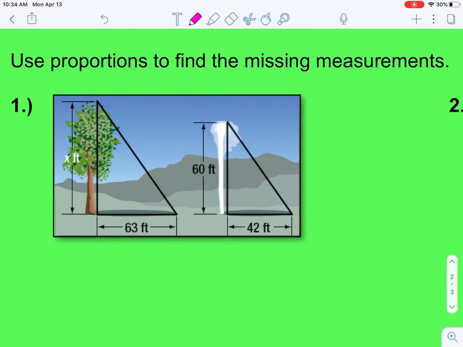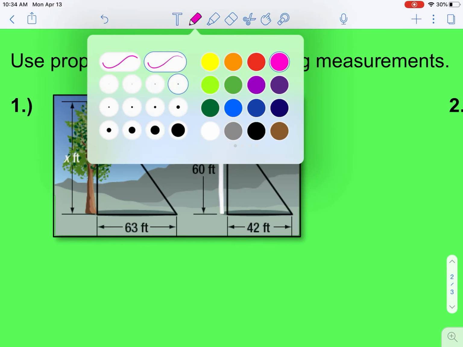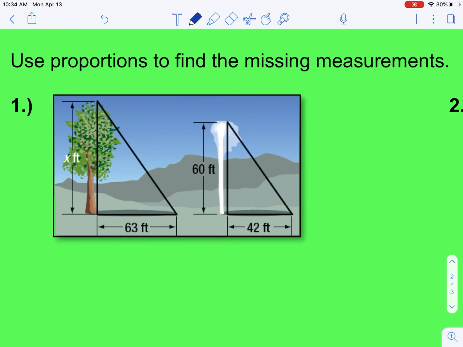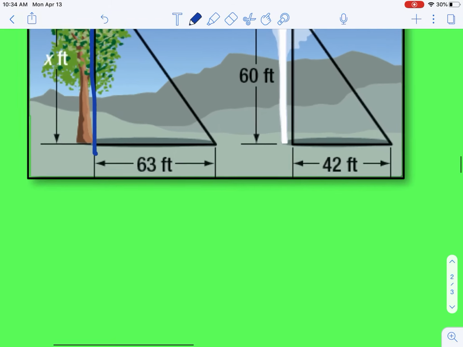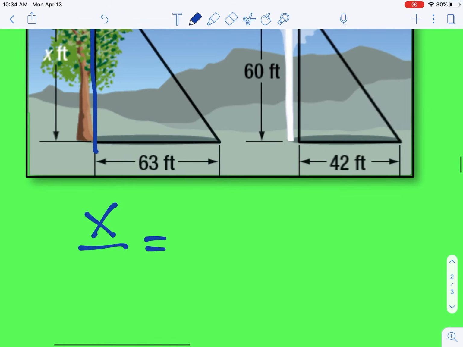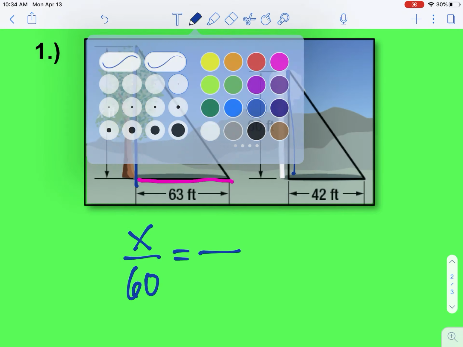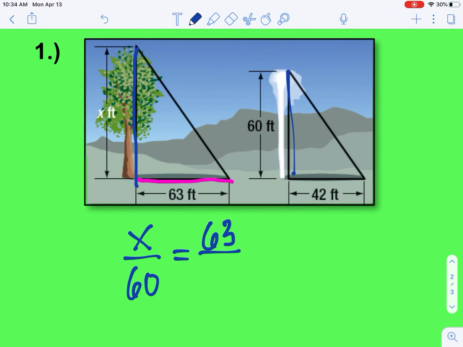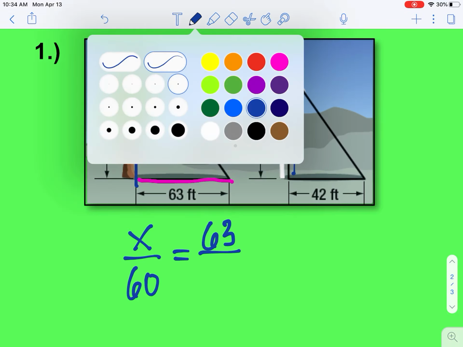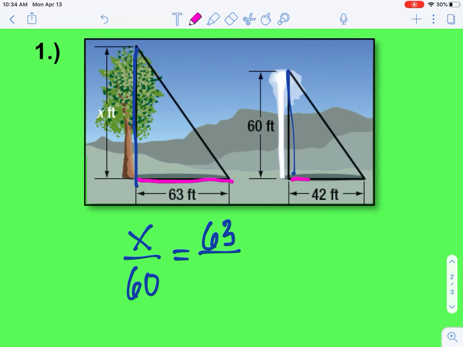So it looks like I'm measuring the height of a tree and a geyser and then the shadow. So the first thing that we notice is on my tree here, I'm looking for how tall that tree is. So that's going to be my x value. Since in my first ratio I have how tall the tree is, I want how tall the geyser is, which is 60. Now the other thing that I can measure is the shadow length of the tree, which is 63, and I'm going to make sure that I put that on the top so that the tree information is on the top and the geyser information is on the bottom. The shadow of the geyser is 42.